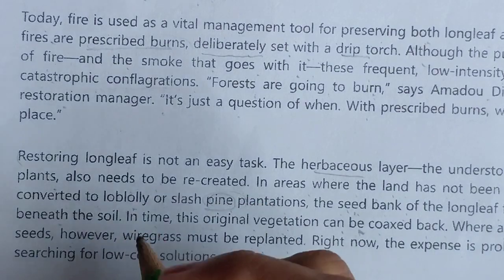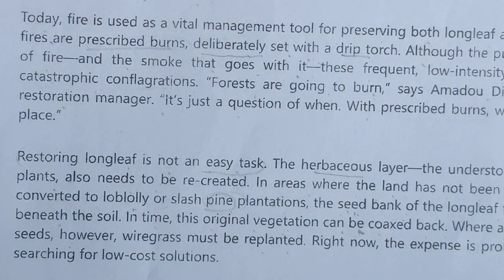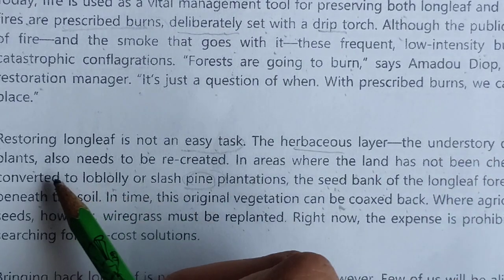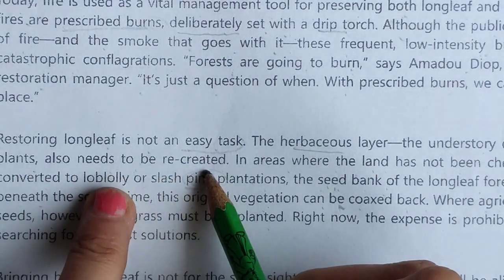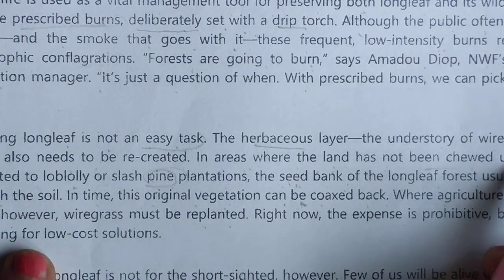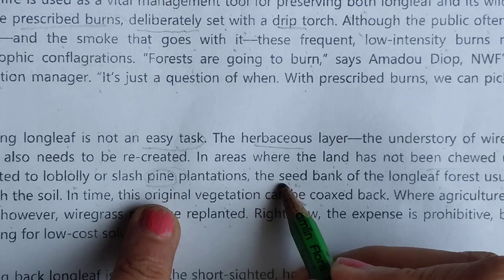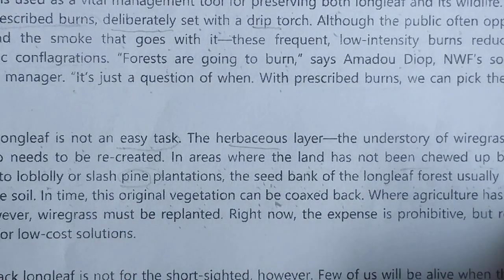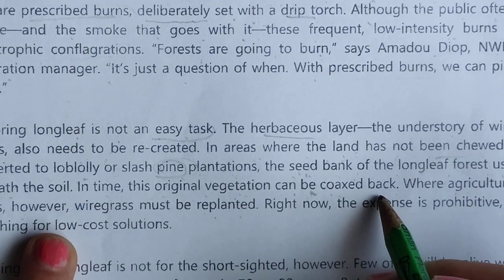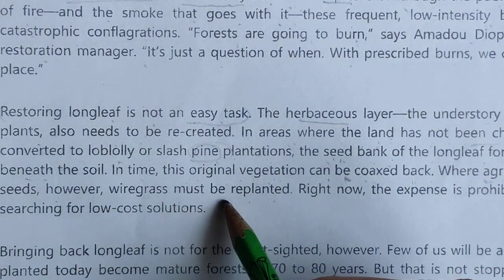So let's look at the passage: restoring longleaf is not an easy task. In the first line they say this, and the explanation they have given is that the understory of wiregrass and other plants also needs to be recreated. In areas where the land has not been chewed up by farming but converted to plantation, the seed bank of the longleaf forest usually remains viable beneath the soil. In time, this original vegetation can be coaxed back. Where agriculture has destroyed the seeds, however, wiregrass must be replanted.